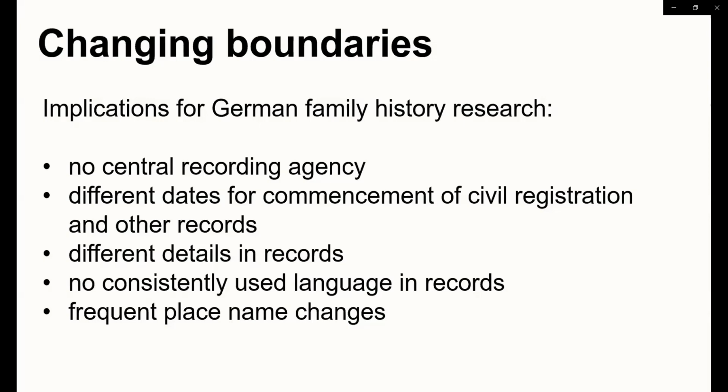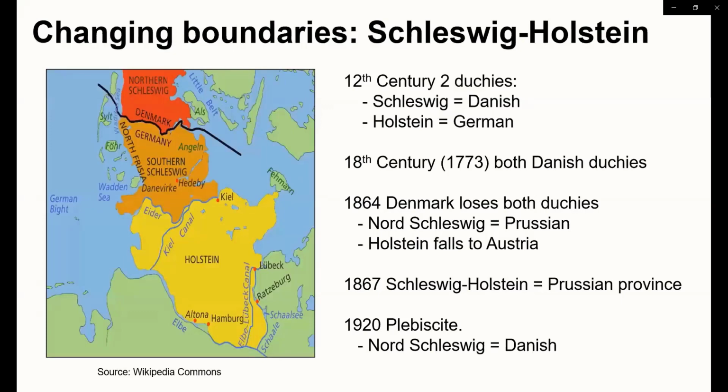When an area was taken over by a non-German speaking nation, there would be a change in the language used in official records and corresponding changes in local place names. To illustrate what I mean, we're going to look at the history of Schleswig-Holstein in the far northwest of Germany.